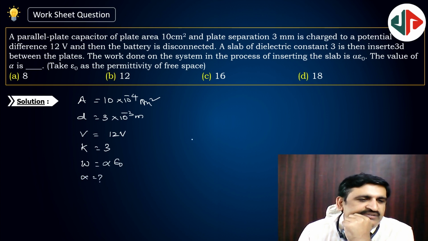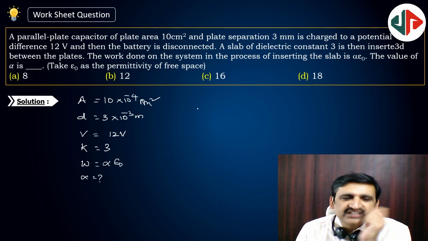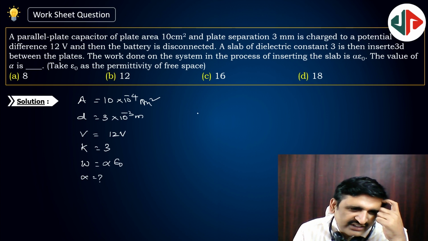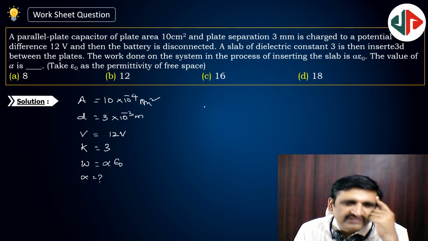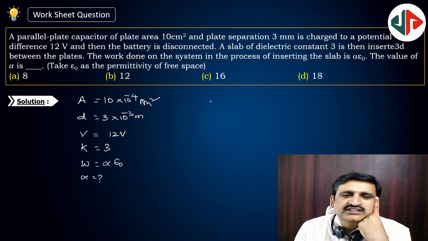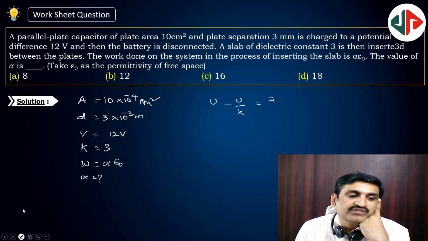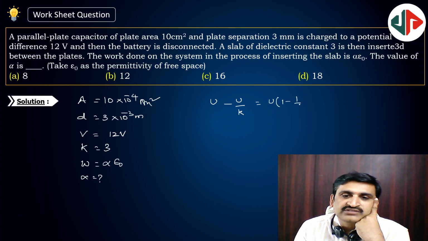Work done is nothing but change of energy, right? U is equal to half CV square initially. Final value will be initial value by K. So initial energy is U, final energy is U by K. So the difference is U of 1 minus 1 by K. This is only the work done.